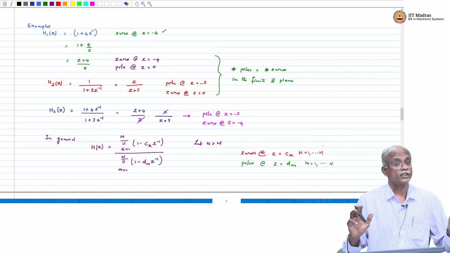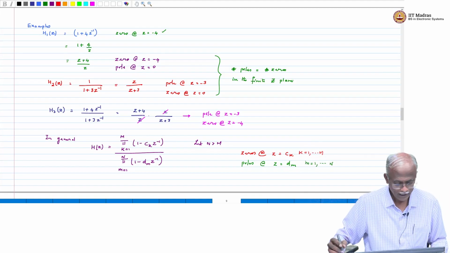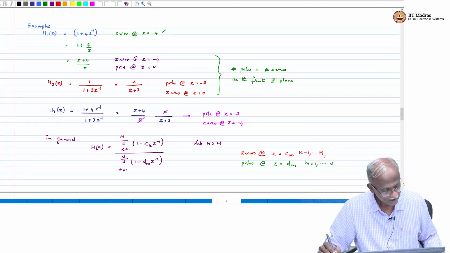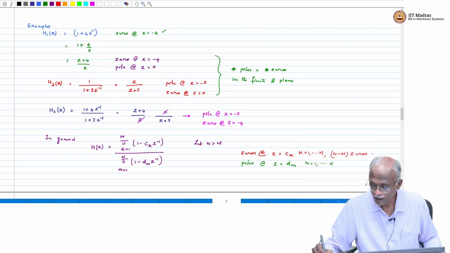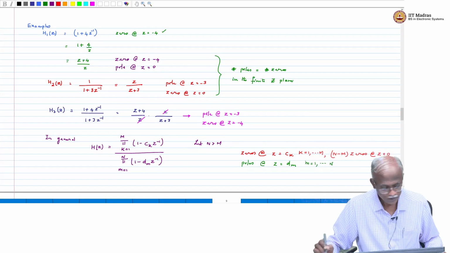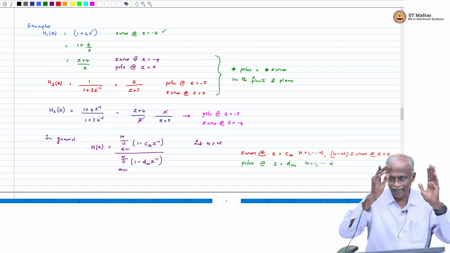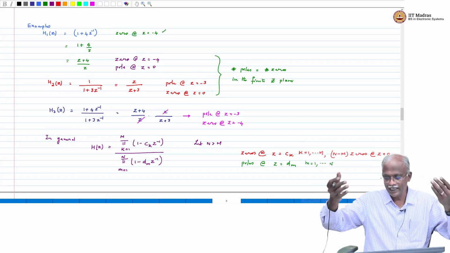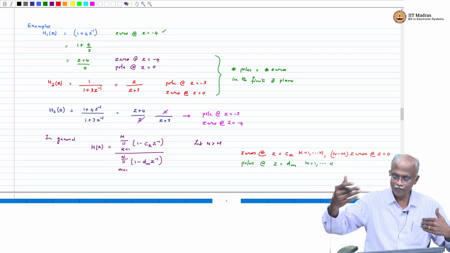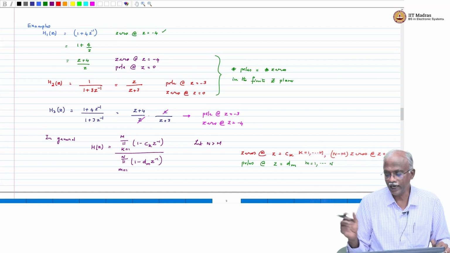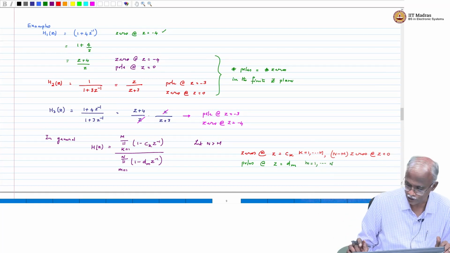But m and n are not the same, right? M is less than n. So then we say that there will be n minus m zeros at Z equal to 0. Basically, to balance out, you have m zeros at these locations. There are n poles, and where are the additional zeros? They will occur at Z equal to 0.